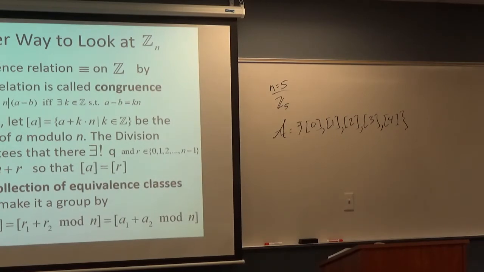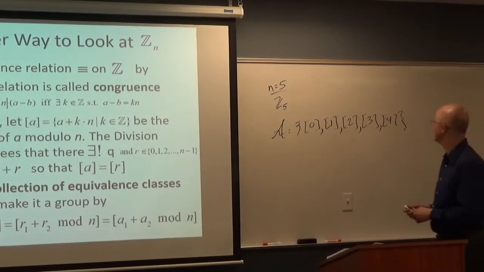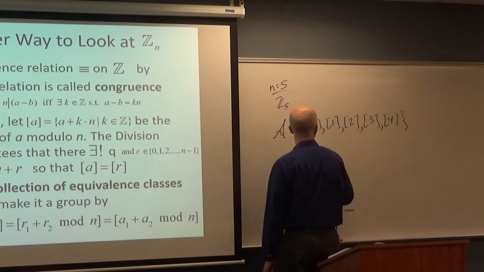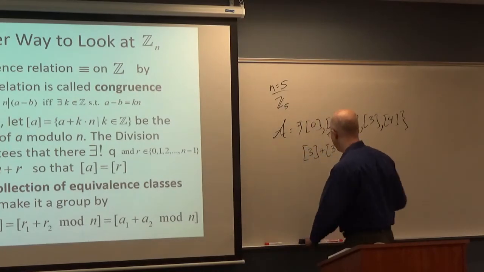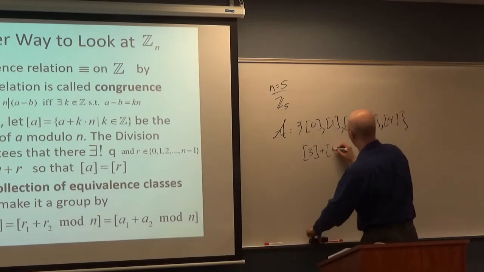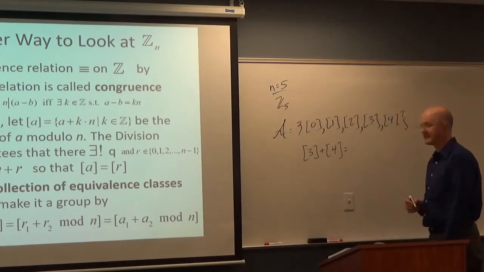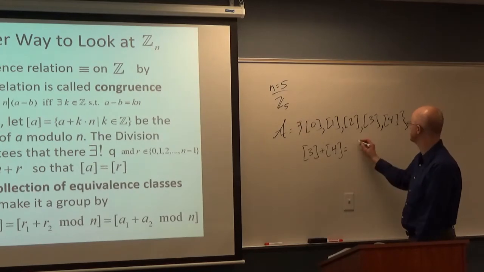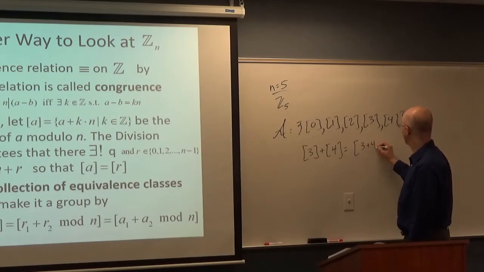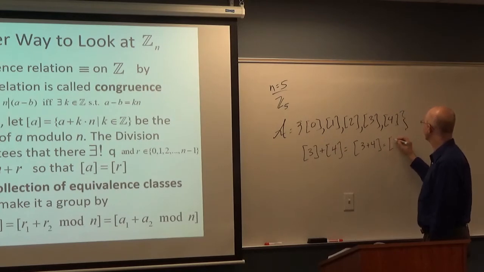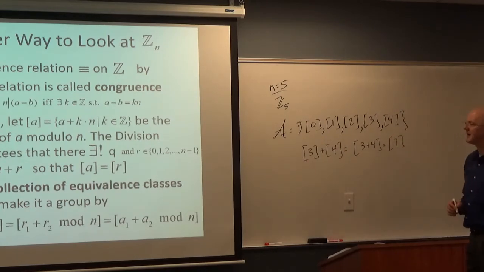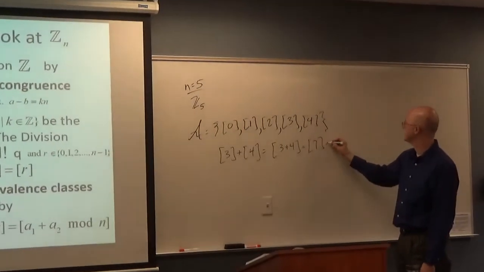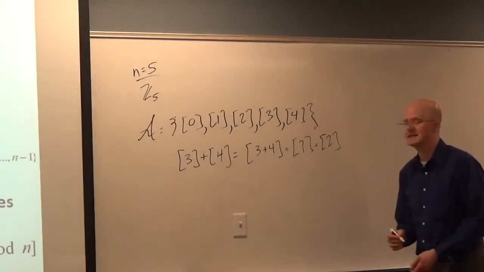But I can add these sets, I can define an addition on these sets. For example, the equivalence class containing 3 plus the equivalence class containing 4, what does it equal? It is in mod 5 arithmetic, and that rule at the bottom says you can first figure out 3 plus 4 to get 7, and then reduce that mod 5. What's the remainder when 7 is divided by 5? It's 2. This is the same as the equivalence class containing 2.